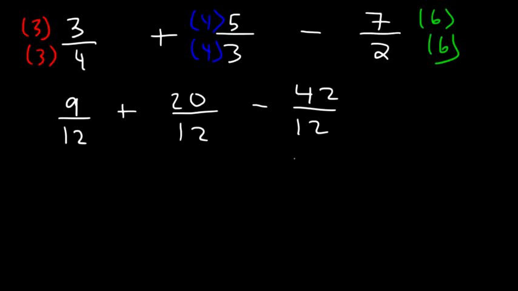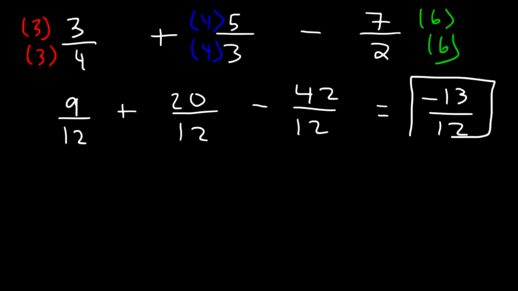Now that we have the same denominator, we can combine the numerators. 9 plus 20 is 29. And 29 minus 42 is negative 13. So this is the final answer. It's negative 13 divided by 12.